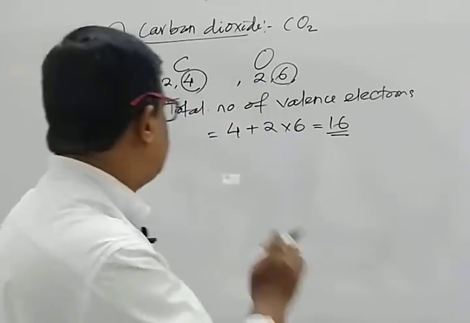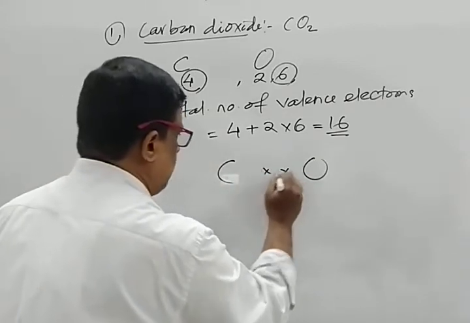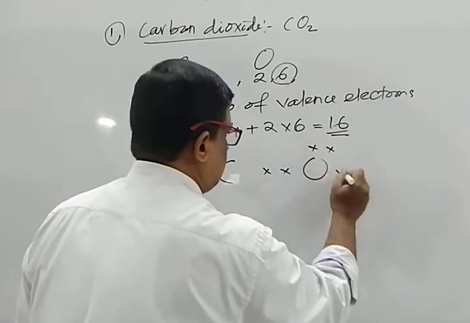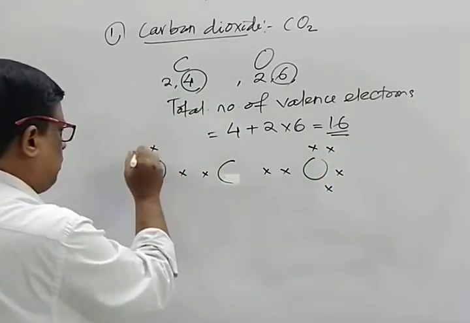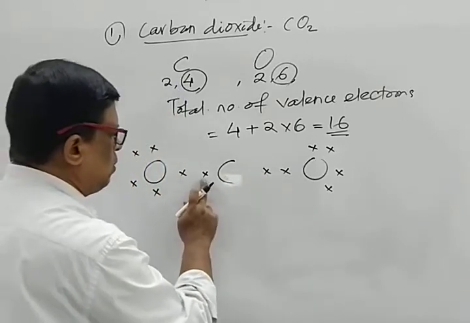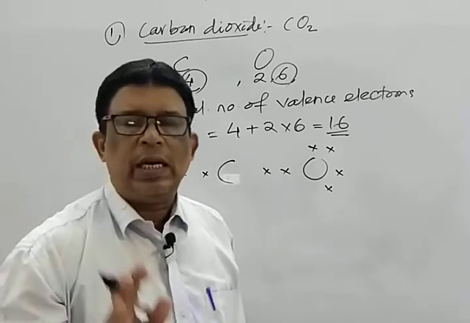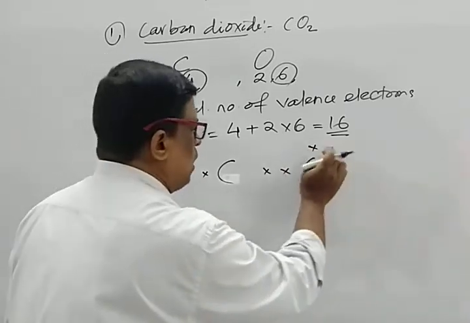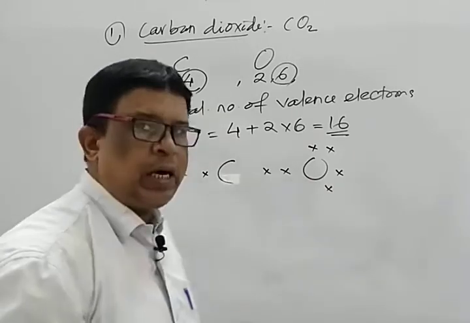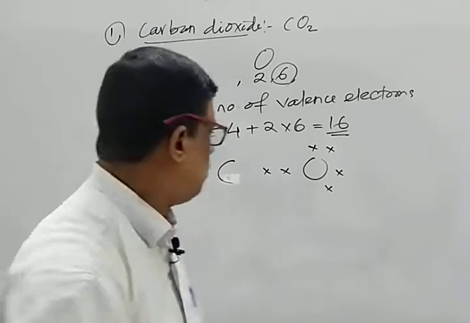Then we have to arrange O C O with at least 1 pair between atoms. Keeping that in view, carbon has 4 electrons, which means its octet is not satisfied. Here also we count 1, 2, 3, 4, 5, 6 on each oxygen, and the octet is not satisfied. So we have to go through the formation of multiple bonding.